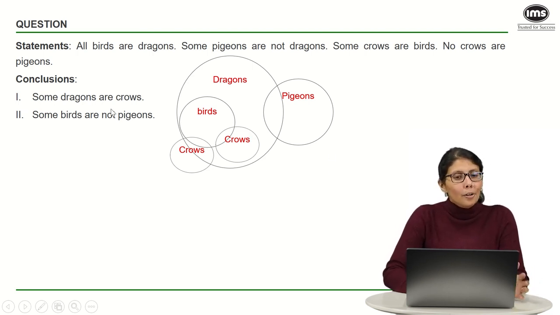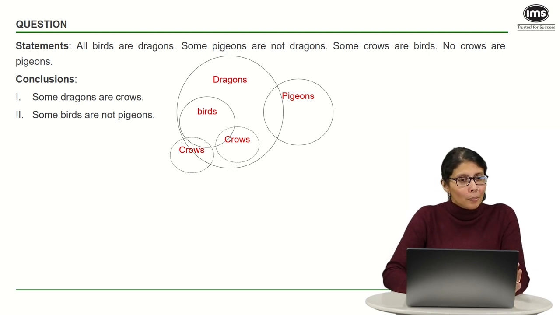Some dragons are crows. Some dragons will have to be crows, as you can see, regardless of how we draw crows, whether this way or this way, there will have to be at least one dragon that is also a crow. So our first conclusion will definitely follow.